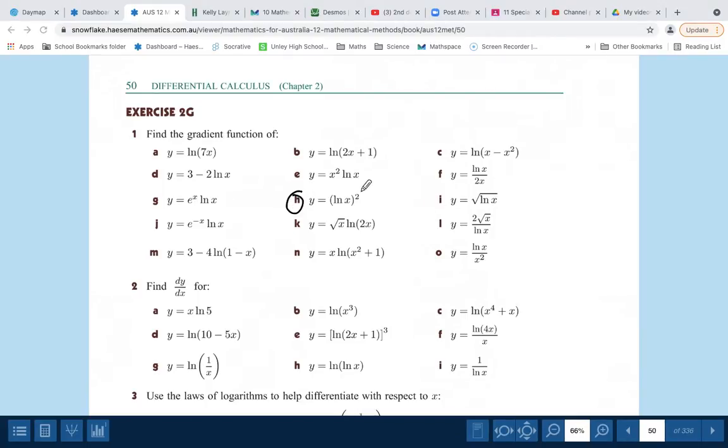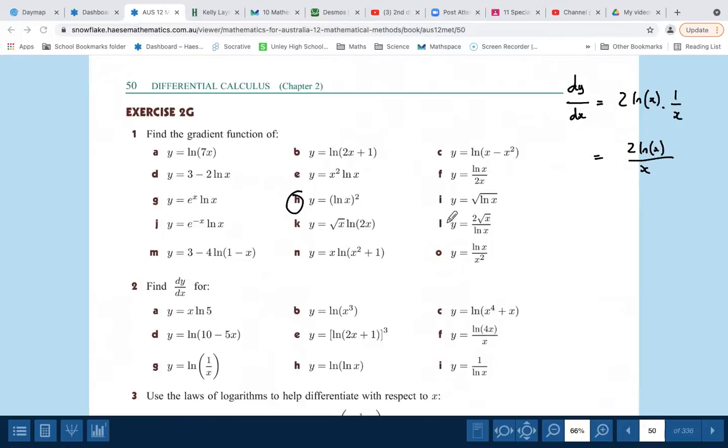I wanted to point out with H that this is log x all squared, not log of x squared, right? So treat this as a chain rule. You need to say I've got 2 log x, so I'm taking the 2, put it out the front, minus 1 from it, and then I'm going to multiply the derivative of log x, which is 1 on x. So to tidy that up, 2 log x all divided by x.